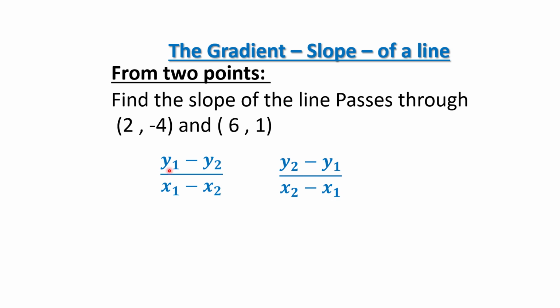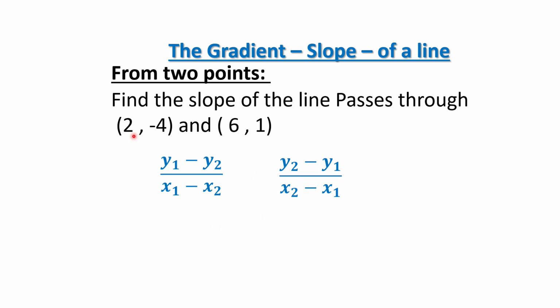Another important thing is if you start with y1 on top, down here you should start with x1. And if you start with y2, you should start with x2 in the denominator. You can't do y1 minus y2 divided by x2 minus x1. This is wrong. So if you start with y1, you start with x1. So you can use this or this.